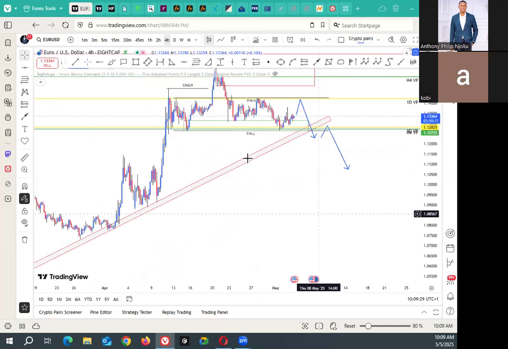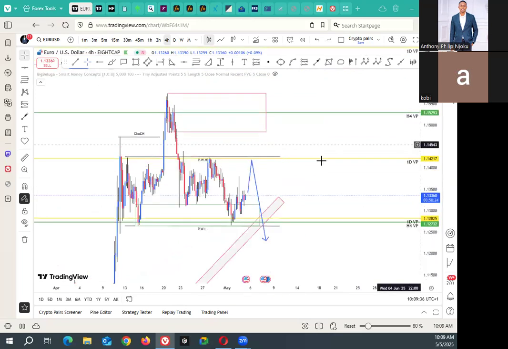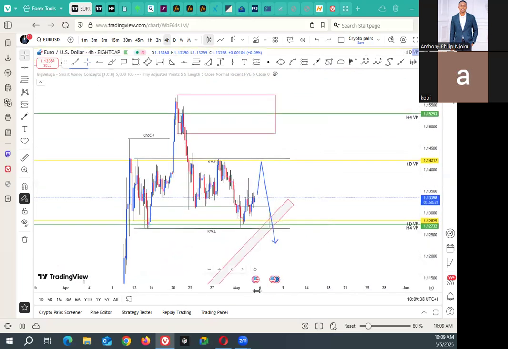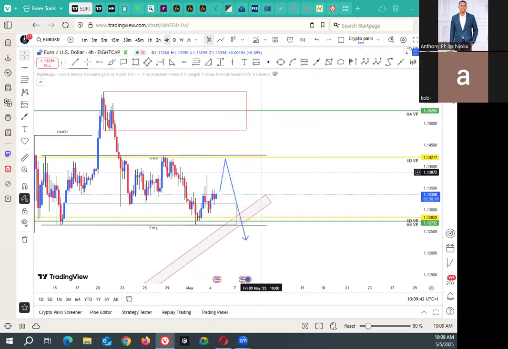But for now, I just see it heading towards this previous week high. Okay, and then we take another sell from there. So if you're not in on the sell, wait for the market to head towards that previous week high and you take another sell. Meanwhile, that's it for Euro USD.